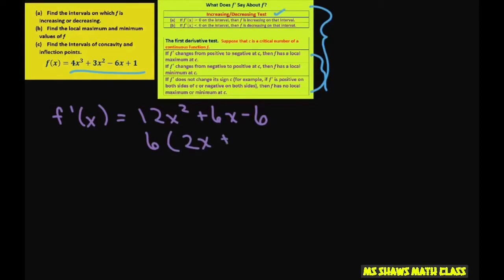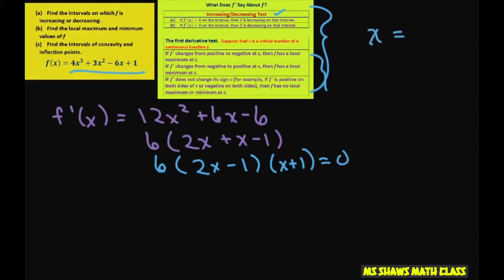So f prime of x equals 12x squared plus 6x minus 6. All right, let's factor out a 6. You get 2x squared plus x minus 1. And we can factor that further as 2x minus 1 and x plus 1. So I set this to 0, and your critical numbers are x equals 1/2 and x equals negative 1.